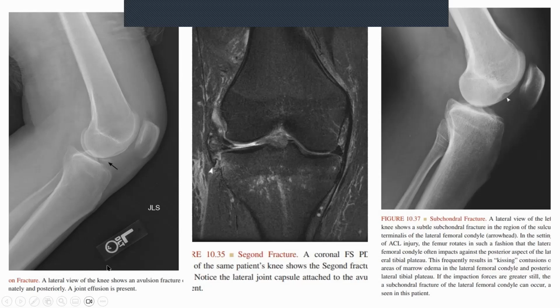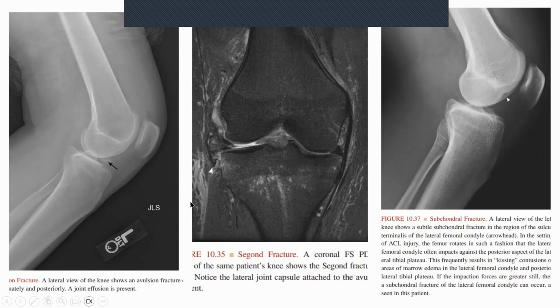So this is an avulsion fracture, which I had mentioned, all right? And you've got a bit of joint effusion as well. And this is your second fracture, yes. So the second fracture also tells you that there's a possibility of ACL tear. And this is a subchondral fracture, which also gives you indications that there may be an ACL tear. But these are all non-specific. But these are things that you can use.